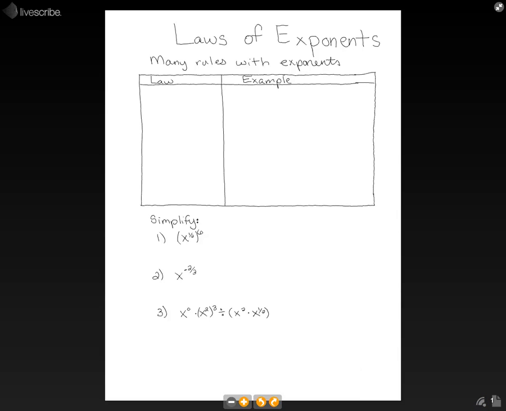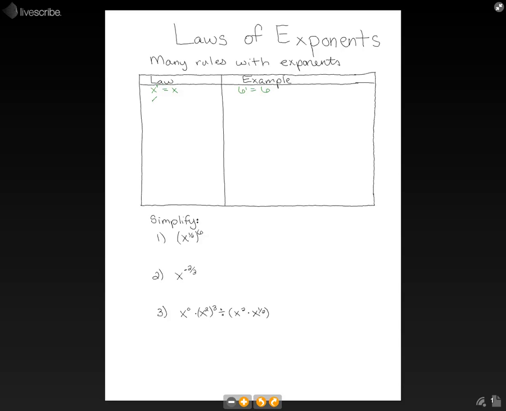Laws of exponents. So there are many rules with exponents, and we're just going to go through all of them, or the common ones, and give some examples. So the first rule is that any number to the first power is just equal to that number. An example of this would be 6 to the first power simply equals 6.